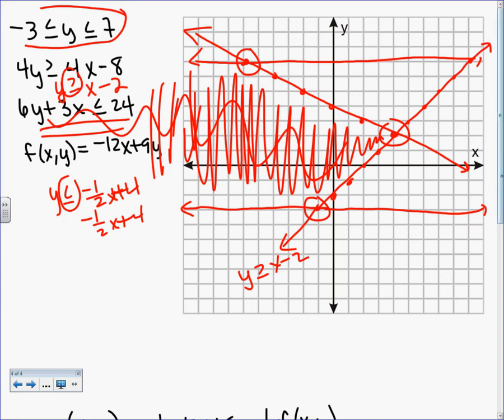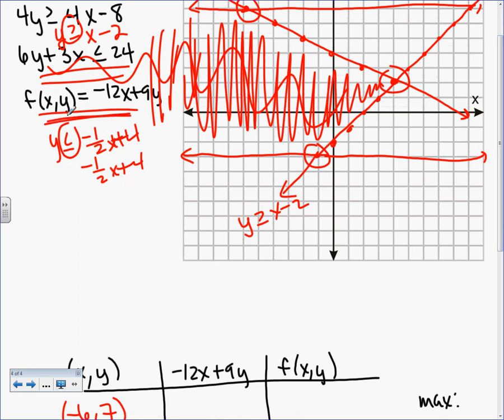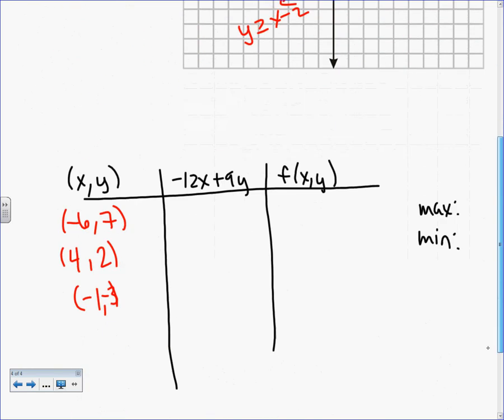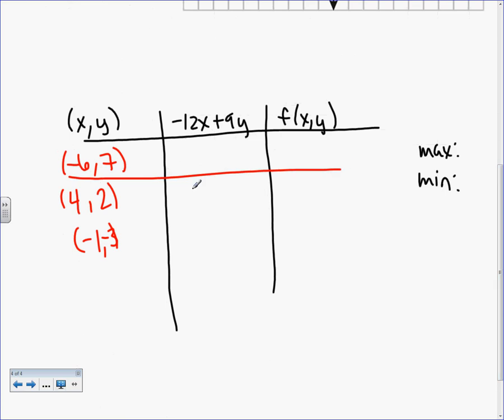Okay? So we use this f of x, y function that they gave us. We substitute our x and y's in, just like the last time. What do you guys get for negative 6, 7? 135. Take your time and get there, okay? What about 4, 2? Negative 30. Anybody get negative 1, negative 3 yet? I know that's hard to see, but negative 15. Take your time and get those, please. Ask a question if it's not working out. Lean to a neighbor if you need some help.